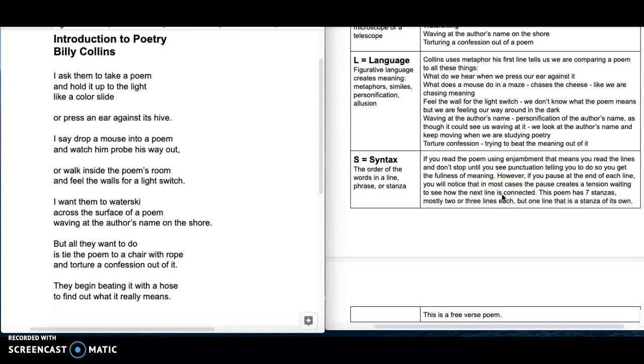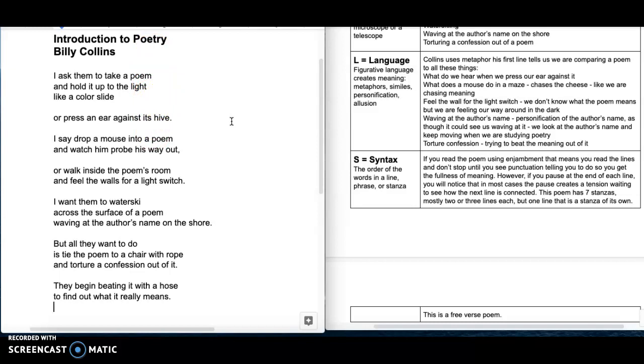So this poem has 7 stanzas. 1, 2, 3, 4, 5, 6, 7 stanzas. Mostly 2 or 3 lines each. But one line is all by itself, and this is a stanza of its own. And you might remember, that's the line where he's asking his students to kind of dive in even if they're afraid.